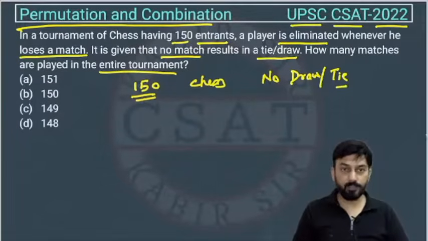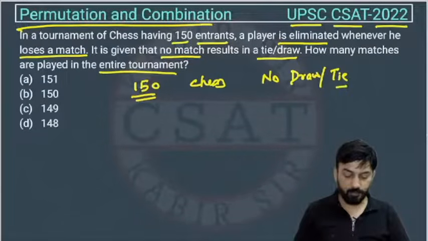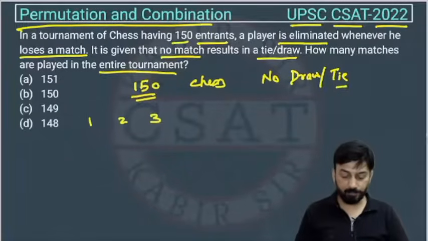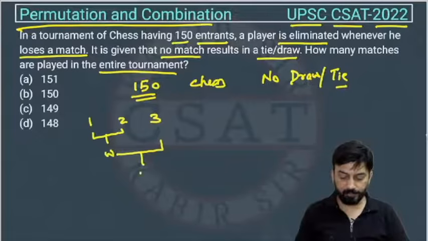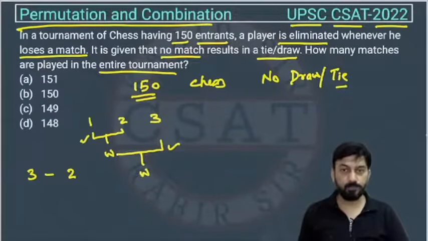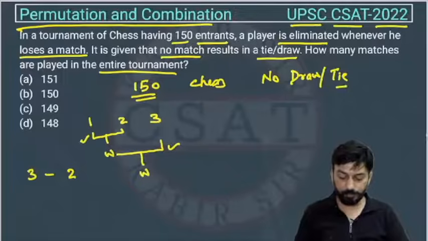So this is a very easy question. You just need to know the concept, right? So suppose I'm explaining the procedure: suppose there are 3 players, first, second, third. So how many matches will happen? One match will happen between two of them, and the winner will then play with this one, and then the final winner, right? So how many matches? 2, right? If there are 3 people, 2 matches are happening.